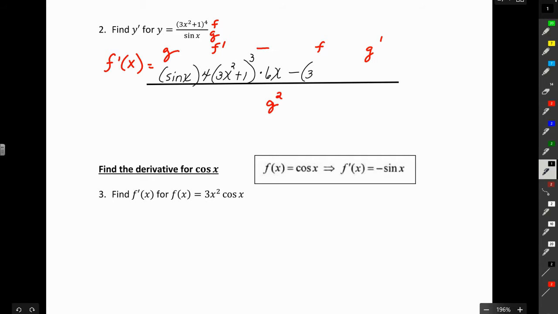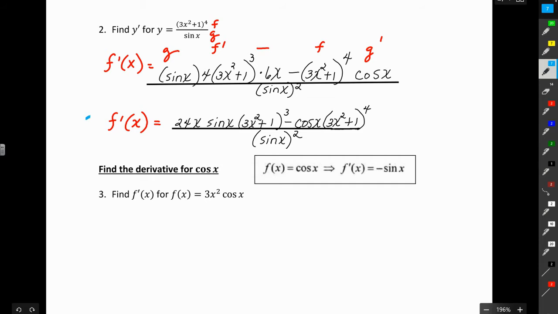f is 3x squared plus 1 to the 4th. And g prime is the derivative of sine, which we know is cosine. The next step, I'll just clean up the top. There's really not much we can do, but at least I'll multiply the 6 and the 4 and put things in a little bit better order. And that's it for number 2.